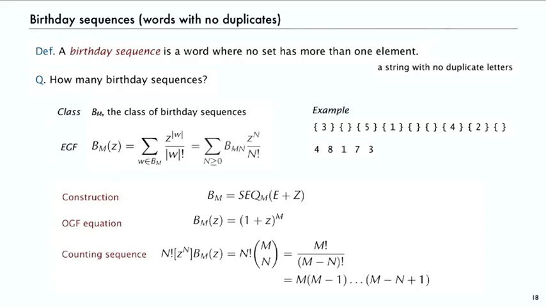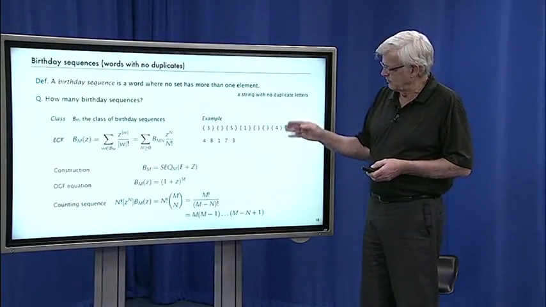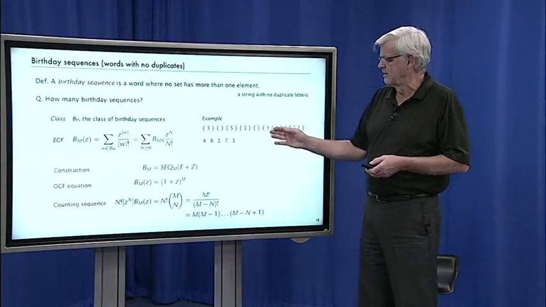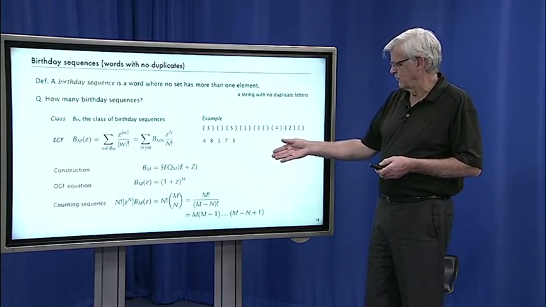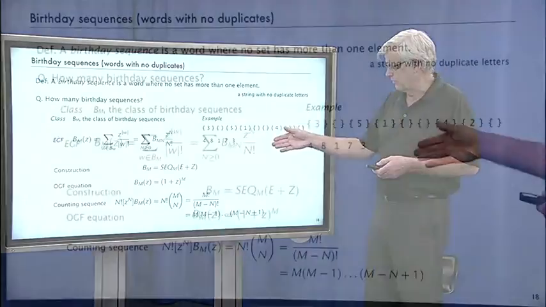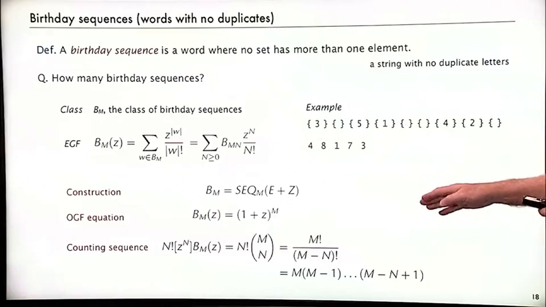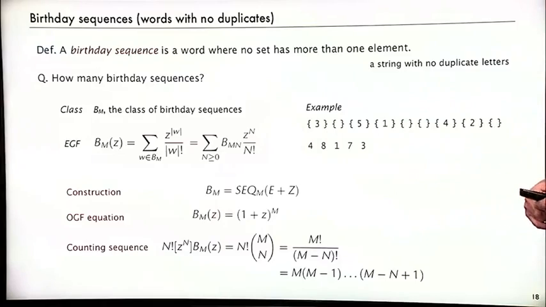Then the counting sequence is n factorial times the coefficient of z to the n in that, which is n factorial times m choose n. The n factorials cancel, so it's m factorial over (m minus n) factorial, or the product of m times (m minus 1) down to m minus n plus 1. That's the number of different birthday sequences.